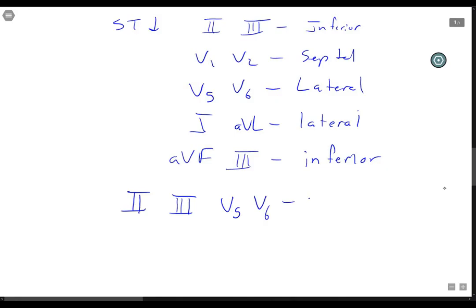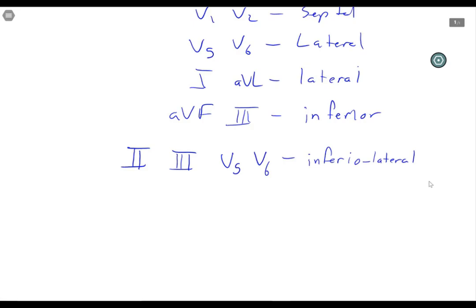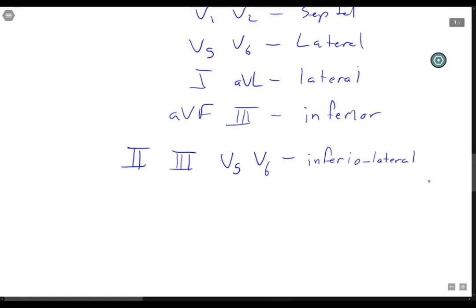Well, we would call it inferior or inferolateral ST depression, because there's ST depression in both inferior and lateral leads. And so that would be a widespread ischemia. There's probably a large amount of blockage, or blockage very high up in the coronary arteries. How about if we saw it in V3, V4, V5, and V6? Well, we call it anterior-lateral ST depression.